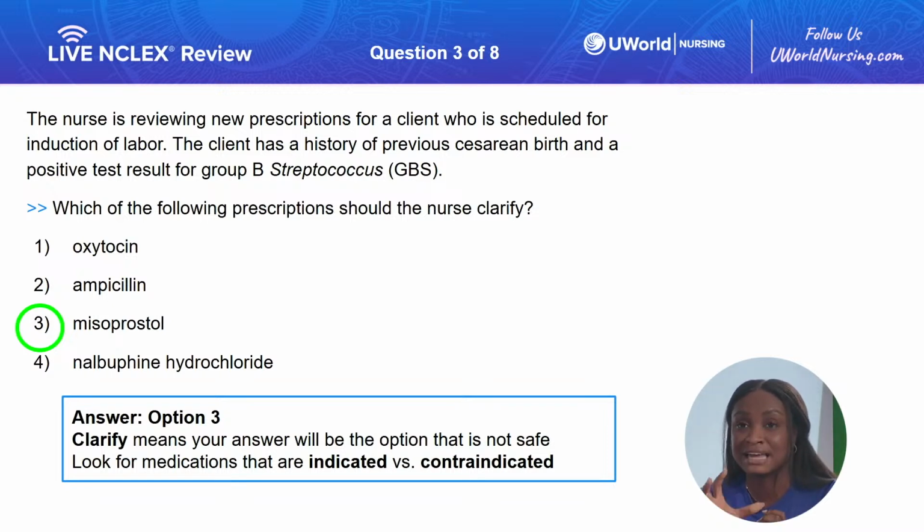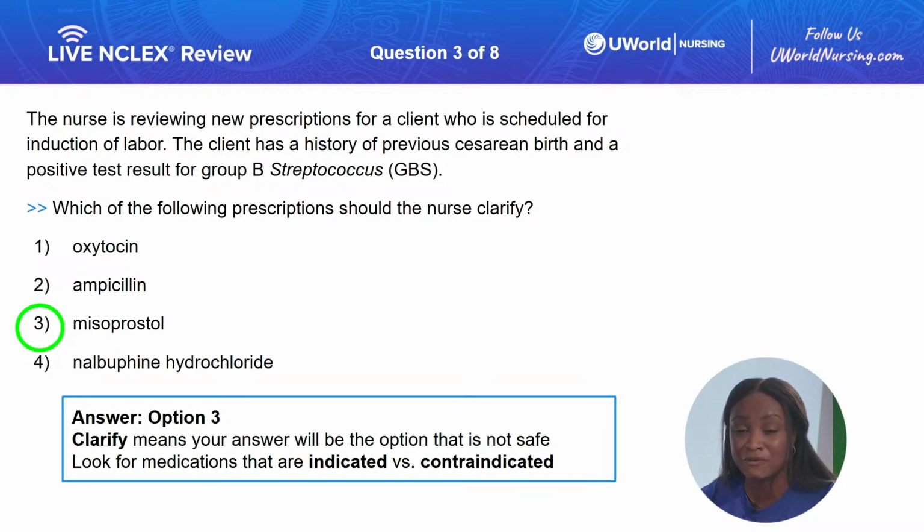It also helps evacuate the fetus very quickly, which is also sometimes used for clients that are having a miscarriage. So for a client that had a previous cesarean birth, it's given vaginally, and we don't want to instill this to that client because we probably want to go back and do another cesarean section to try to give it the most stable labor. So misoprostol would be the medication that we want to clarify because we don't want to give it to a client with a previous cesarean birth.